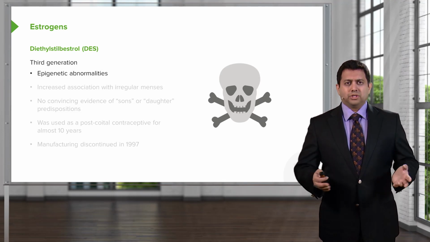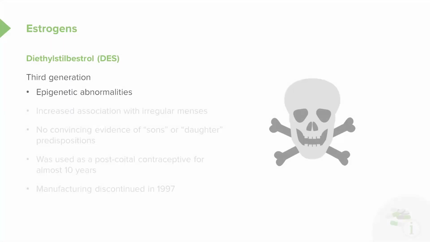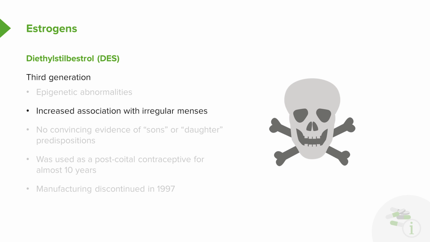Now we talk about the third generation. So we're starting to see third generation patients. Now, if you start to have third generation effects from a medication, we start worrying about epigenetic abnormalities that were induced by the DES. We have seen an increased association with irregular menses. Now, the girls who are third generation are often in their teens at this point in time. We'll have to see what happens to them as they get older. We're not really seeing any convincing evidence of son or daughter predispositions, so we don't see a gender selectivity in terms of the children of children.